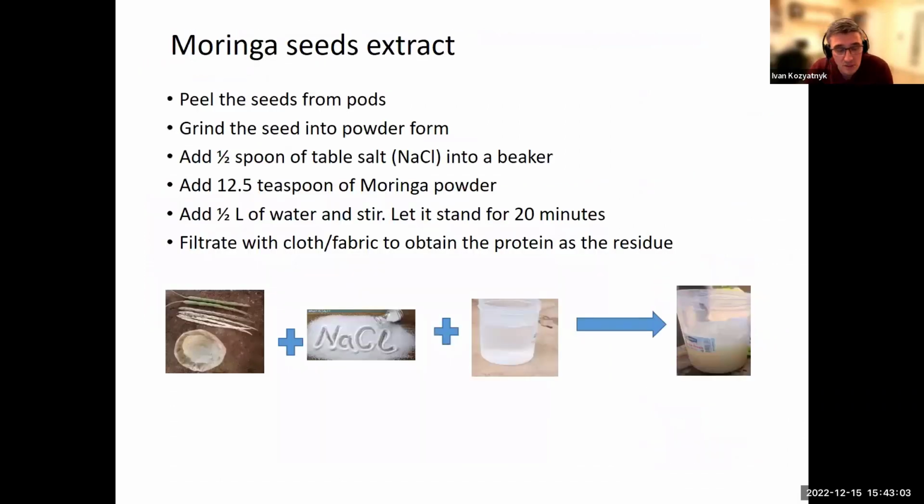So we also developed quite a simple recipe to prepare Moringa extract using products available in each kitchen. It's table salt and water. And we also adapted this recipe not to chemical terms like a 1-2 molar solution of sodium chloride, but half a spoon of table salt and an amount of water, and so on.